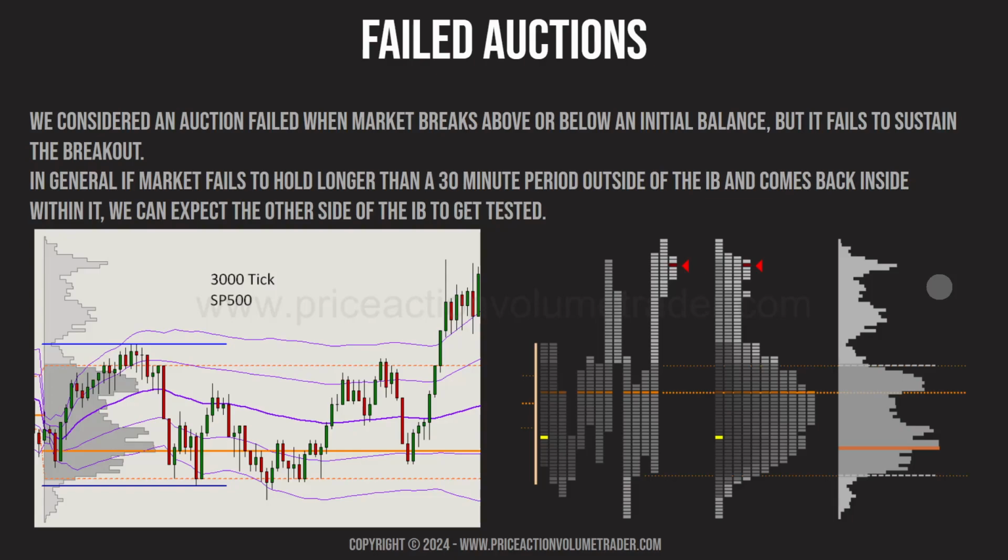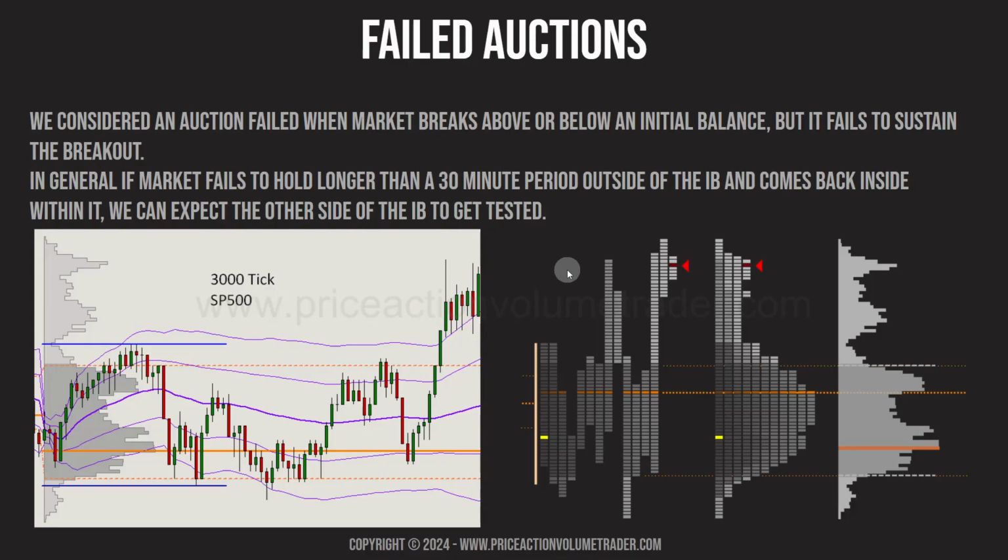So we consider an auction failed when market breaks above or below an initial balance, but it fails to sustain the breakout. So in general, if market fails to hold longer than a 30-minute period outside of the initial balance and comes back inside within it, we can expect the other side of the initial balance to be tested. Okay, and this is very similar to the concept of inside bars.